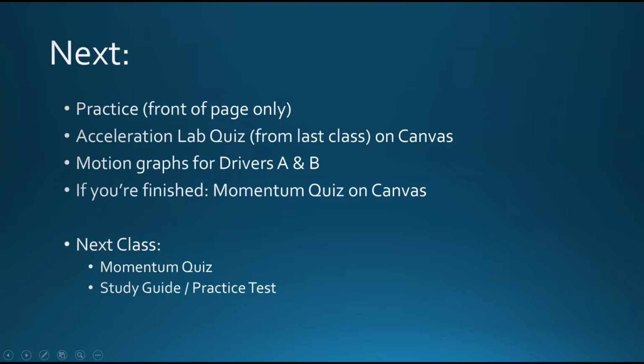So now your assignment, you are going to do the momentum practice, the front of that page, not the lab on the back. You'll need to do the acceleration lab quiz from last class. It is on Canvas. You should have the motion graphs that we were doing for those drivers A and B last week, so you can keep working on those. And if you get everything done, then you can do the momentum quiz on Canvas if you feel confident with this. Next class, we're going to do the momentum quiz, and you're going to have more time to work on that study guide practice test. And then the class after that, we're going to take our first test on motion.